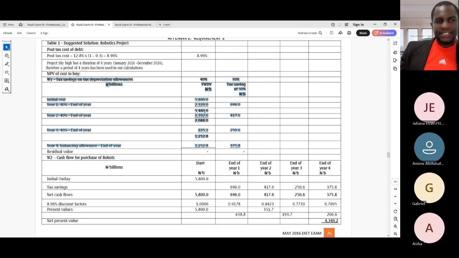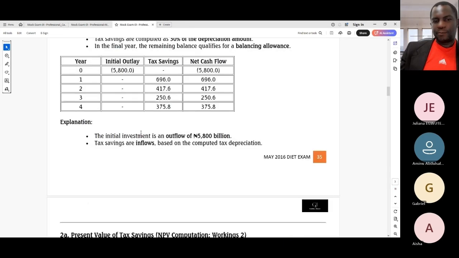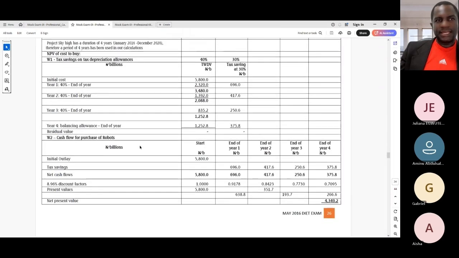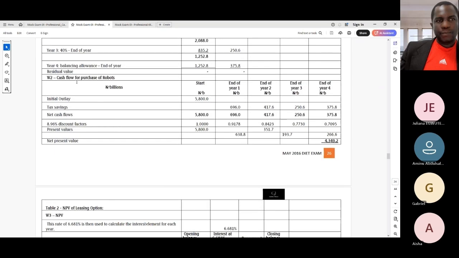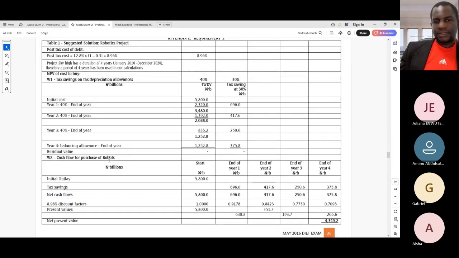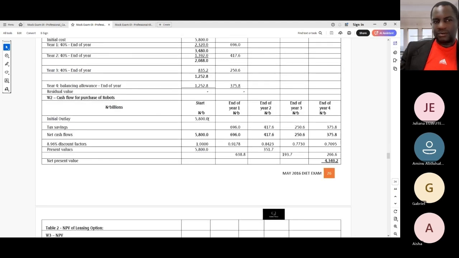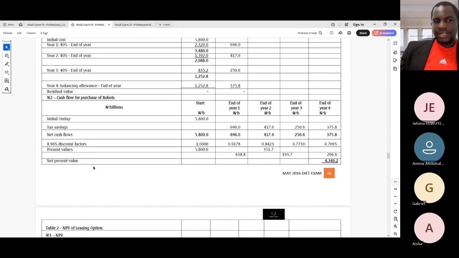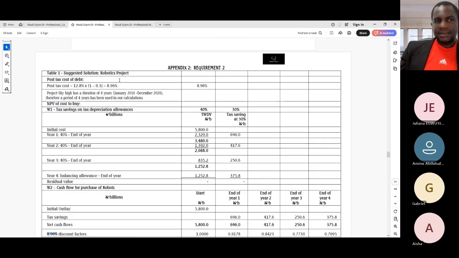So this table that he did without any explanation, you can follow through. This tutorial is there with the explanation. Then workings 2. You can see the workings 2 here where he said cash flow for the purchase. So this is for buying and this is for purchase. So you can see the initial outlay of this amount, the tax savings you brought from this tax written down value. Then the net cash flows and the discount from the post. This discounting factor is this post cost that we used here.